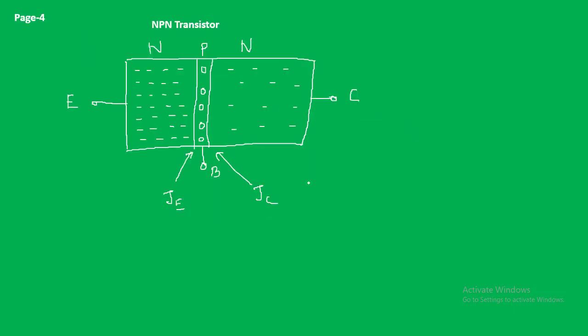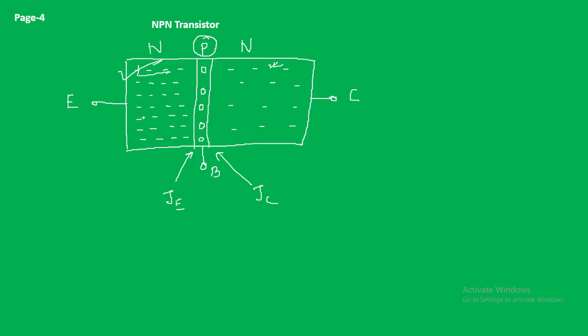Similarly, for NPN transistor, here we can see a thin P-type semiconductor is sandwiched between two N-type semiconductors. Emitter is heavily doped, whereas collector is moderately doped, and base is lightly doped.